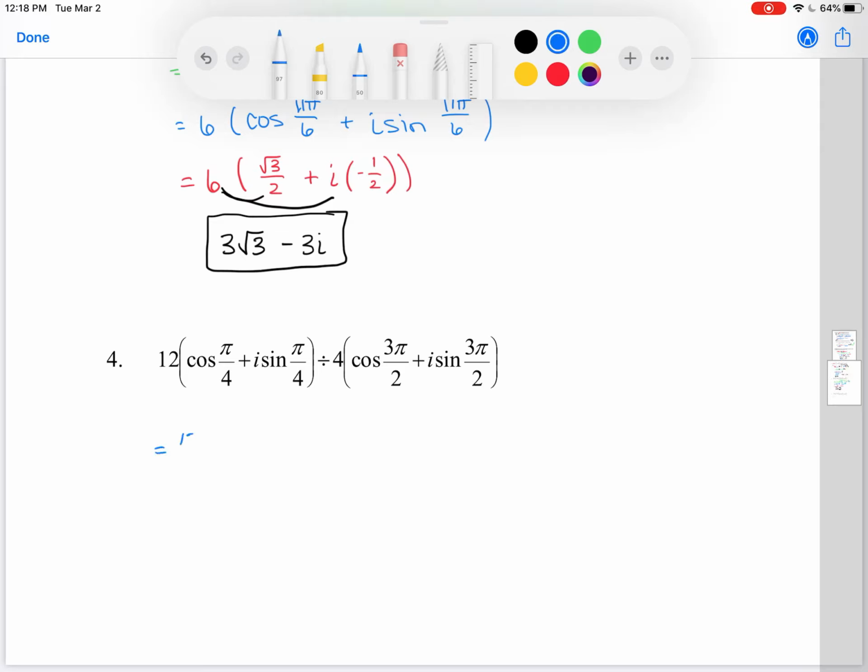And for question number 4, we're dividing again, so we want to divide my r's, making sure that 12 is first, followed by 4 underneath. And then when I get to my angles, I'm going to end up subtracting. When I go to clean up, 12 divided by 4 gives me 3. And when I get to my angles this time, when I find a common denominator, it's going to give me negative 5 pi over 4.